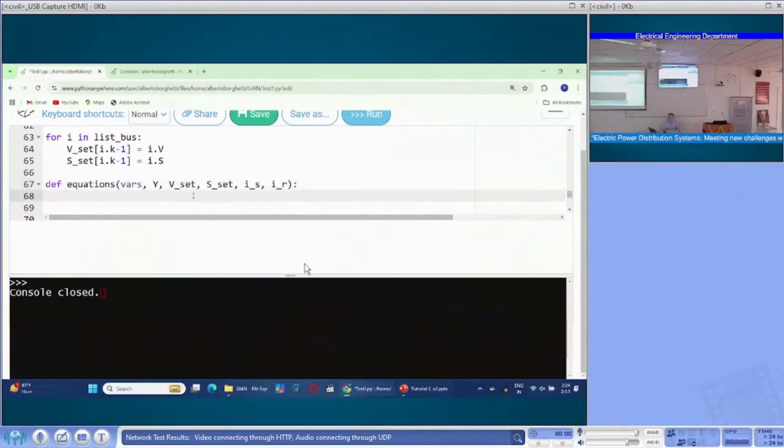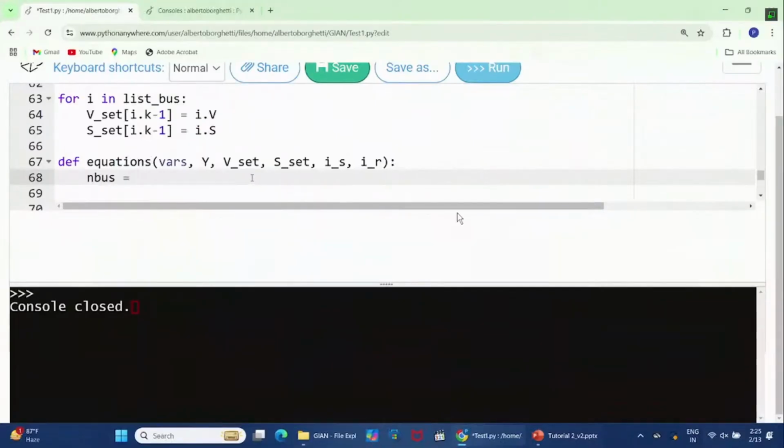Then the first thing that I probably need here is to know the number of buses. So I will write again n bus, because I have not passed it as information, and I would like to link this n bus with the number of variables. How many variables do we have? We have the voltage in modulus and in angle in all the buses. So we have 4 variables: magnitude of voltage in bus 1 and bus 2, and angle in bus 1 and bus 2. So 4. So how many buses? It is the number of variables divided by 2.